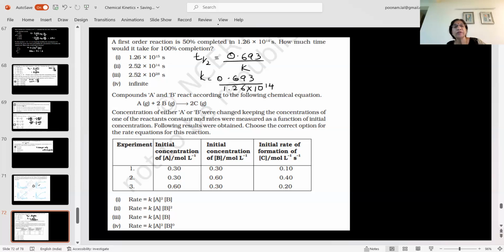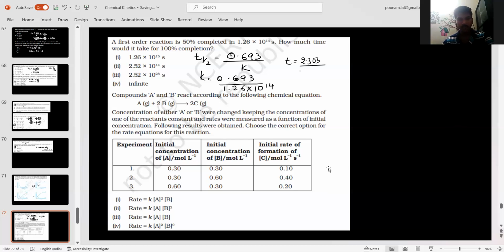So for 100% completion, log 100 is log 2. So what much time? So T is equal to 2.303 by K. Who gave me the answer? Ma'am, Hari Raghav. Sanjay, Hari Raghav, how did you do it?